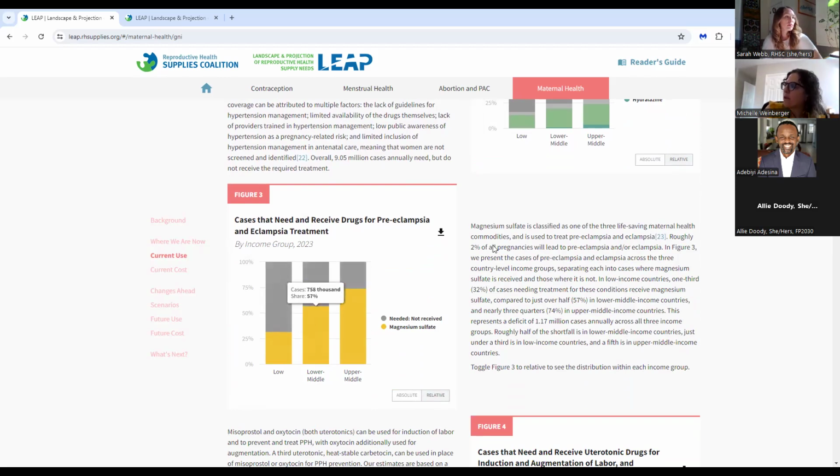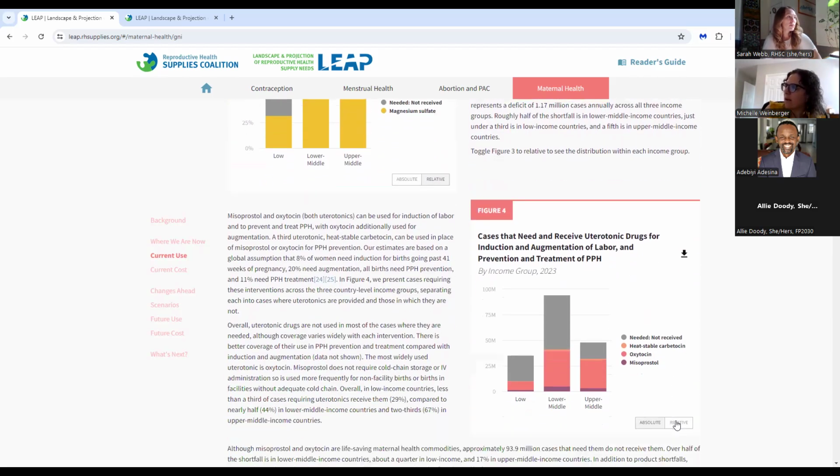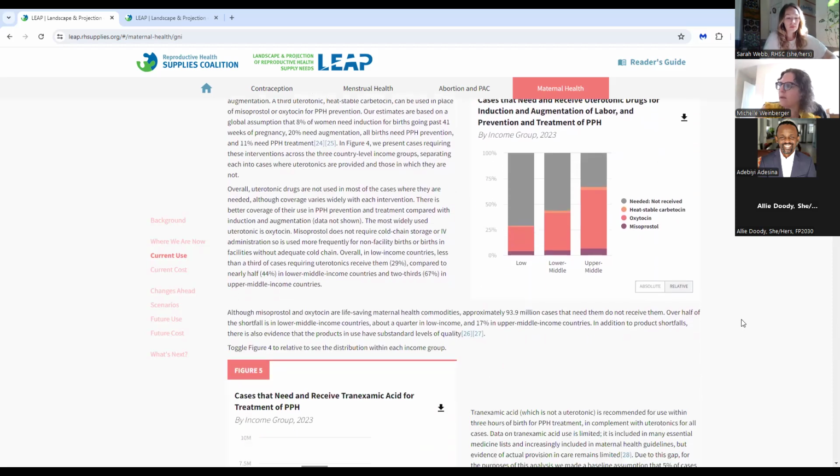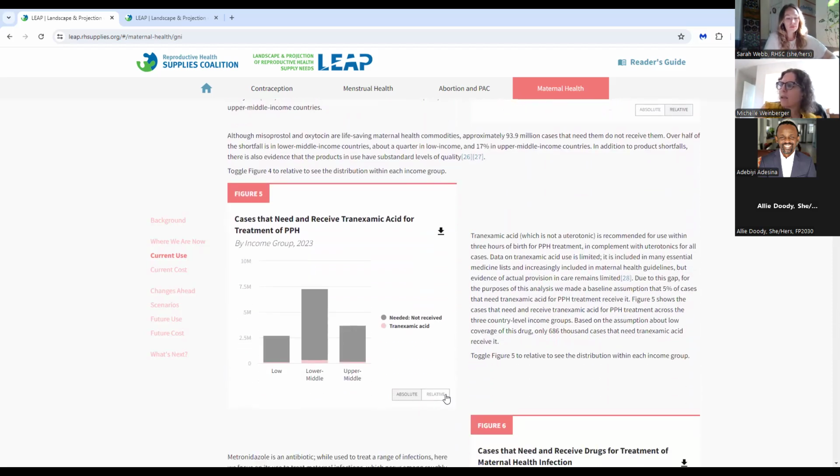If we look at uterotonics, we're looking at misoprostol, oxytocin, and heat stable carbetocin. And again, we see a similar pattern, but still quite a lot of unmet need, even in upper middle income countries. So lots of different barriers happening there. For TXA, we've just made an assumption of low coverage across all countries because we have very limited data.